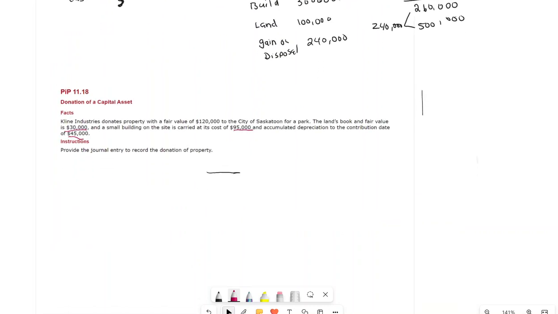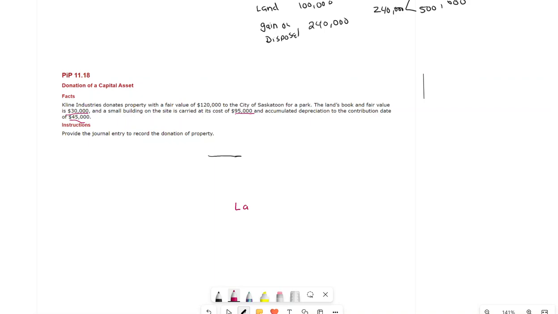So first, let's get rid of our land. My land will be a credit of $30,000, and I'm going to get rid of my building, the small building, and the value of the building was 95,000. That's the building of 95,000. And then going further, I have accumulated depreciation, and that is 45,000. And then what did we get? They said the fair value of the property that we donated was 120,000. So what we're going to do is have something called a contribution expense. When you donate something, we call it a contribution expense of $120,000.